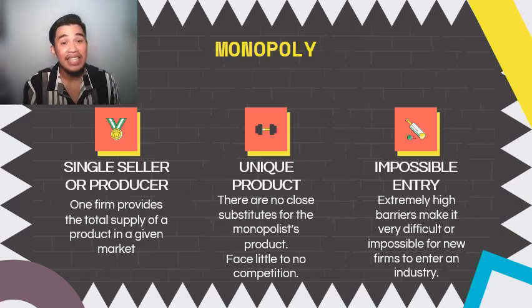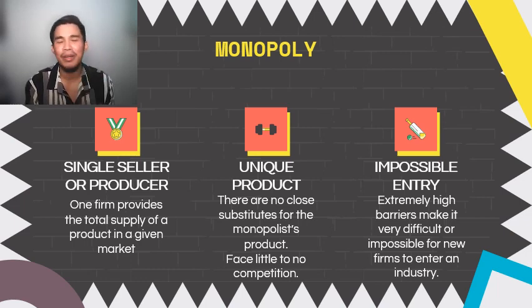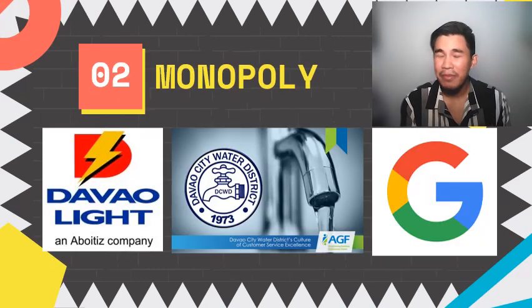So let us discuss some of its characteristics. Again, single seller or producer, nag-iisa lang. Pangalawa, unique product. Of course, wala kang kapareha kasi ikaw lang nagbebenta, di ba? Pangatlo, impossible entry. Sobrang hirap makapasok sa market or sa business na iyan. Okay? So here are some of the examples.